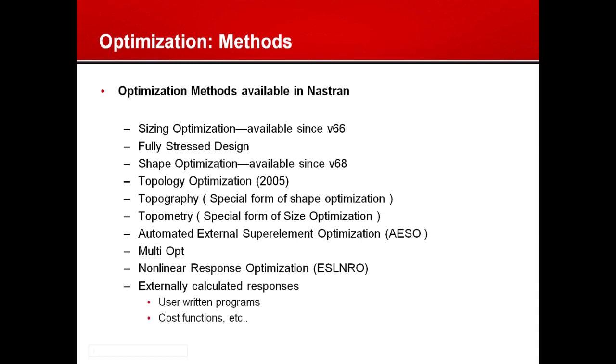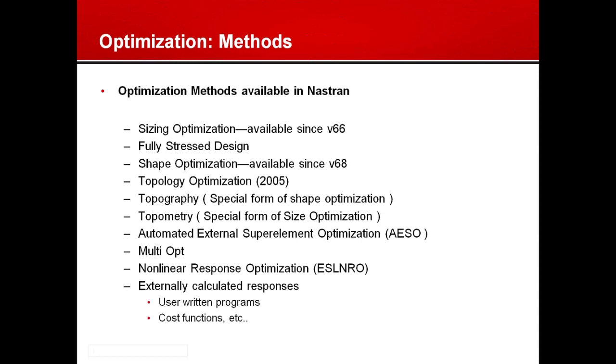Okay. Optimization methods available in Nastran are sizing optimization. Fully stressed design is supported for sizing optimization. Shape optimization has been around since version 68. Topology optimization has been around for a while. In recent years, we have added topography and topometry optimization, along with automated external superelement optimization, which can end up reducing your optimization runtime quite a lot.